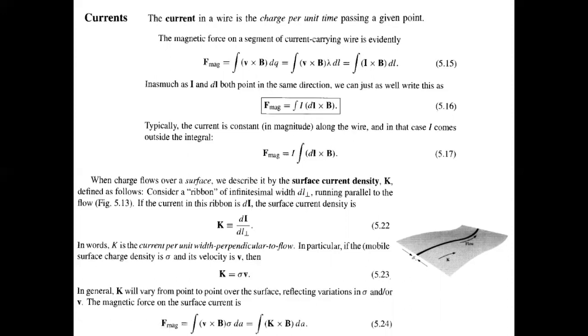Whereas this one is a very small width, and this is the current within that. This could be also written in terms of the surface charge density and velocity v. So eventually what we have, Lorentz force, can be written in terms of this or like this.